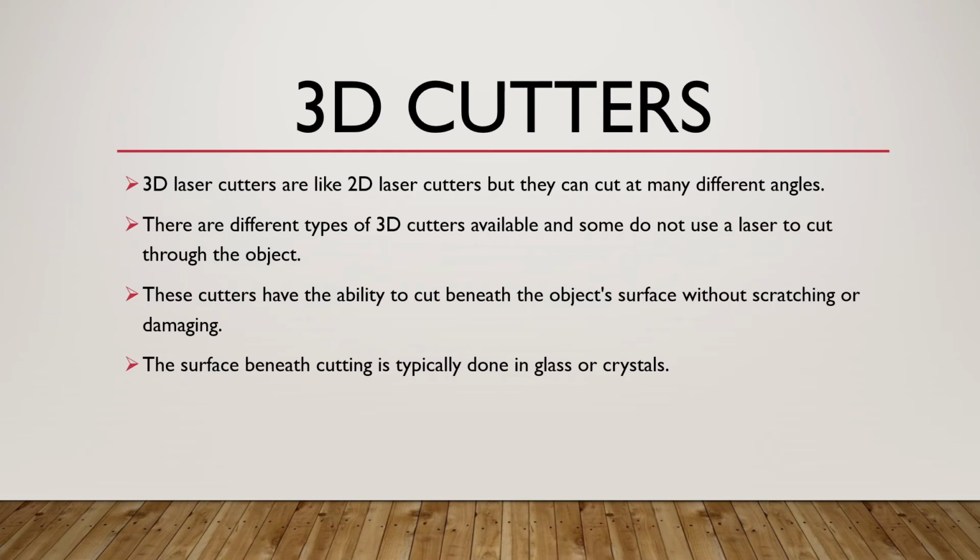3D cutters. 3D cutters are like 2D cutters, but they can cut at different angles. There are different types of 3D cutters available, but some do not use a laser to cut through the object. These cutters have the ability to cut beneath the object surface without scratching or damaging it. The subsurface cutting is typically done in glass or crystals.